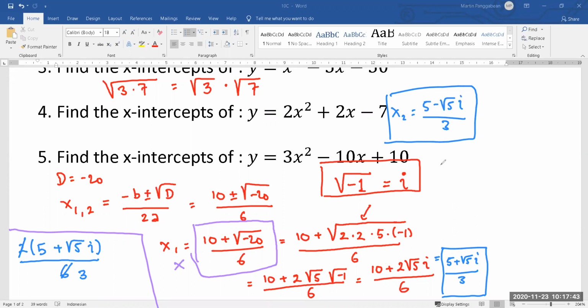So I want you to read the textbook, but you need to be familiar with the conjugate. So x2 is the conjugate of x1. Vice versa, x1 is the conjugate of x2. The conjugate, the difference is always in the middle operation, addition and subtraction. But you can learn more from the textbook. So far, any question?